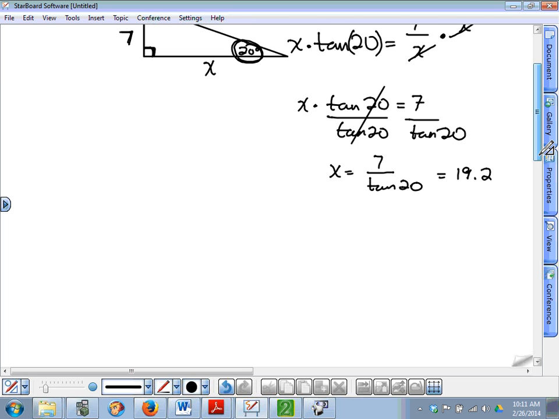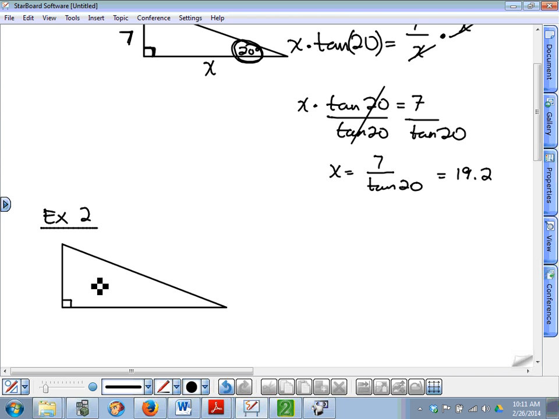Okay, let's write this all down in a table so you know the steps. Okay. Let's do a next example, and as we're doing this, we'll write down some steps so you guys can have a list of steps. If we knew that this was a 48-degree angle up here, and we knew the hypotenuse was 17, and I'm asking you to find this length right here.